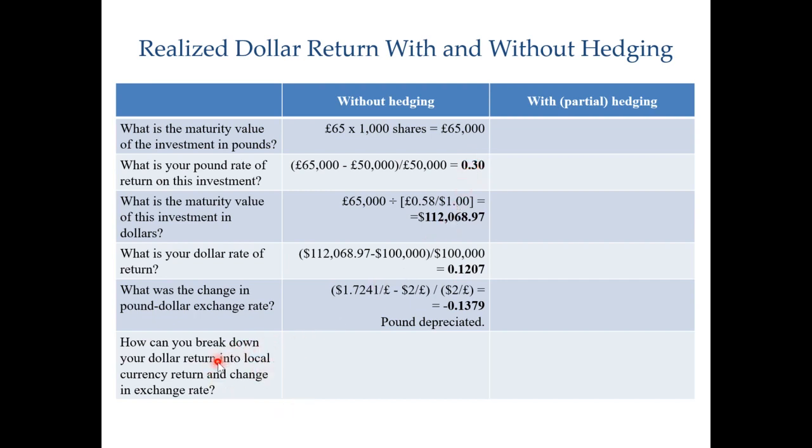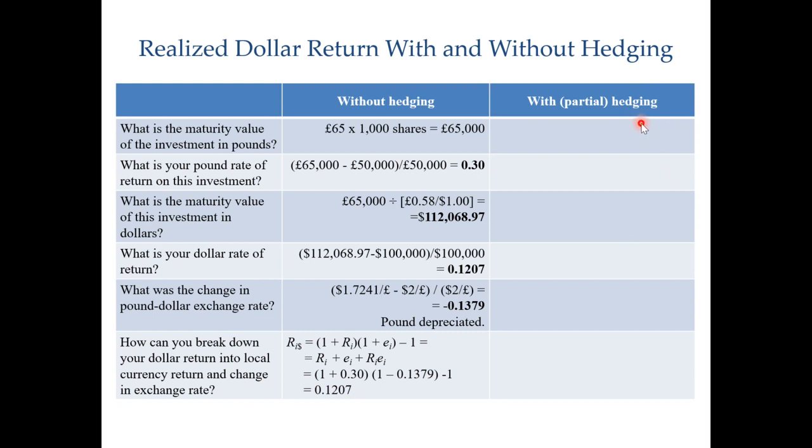So if you want to be exact and break down our dollar return of 12.07% into the pound rate of return and the change in exchange rate, we use this equation, and when we break it down, we do get the 12% dollar return. So in other words, your dollar rate of return on this foreign investment was 12.07%. It can be broken down into the local currency return of positive 30% and currency depreciation of 13.79%. When you put it together, you get a domestic currency rate of return of 12.07%.